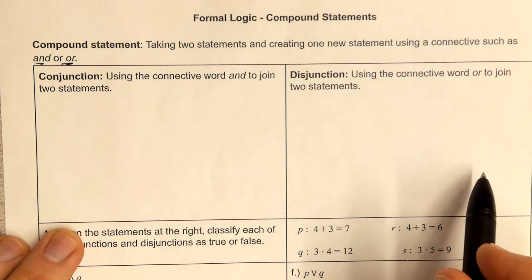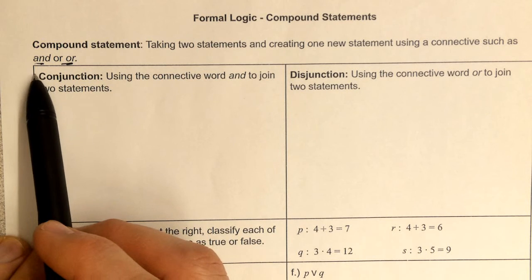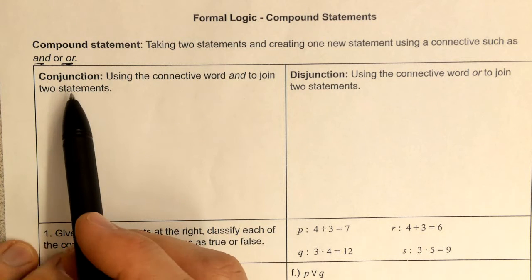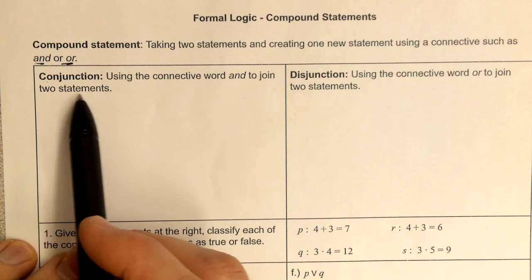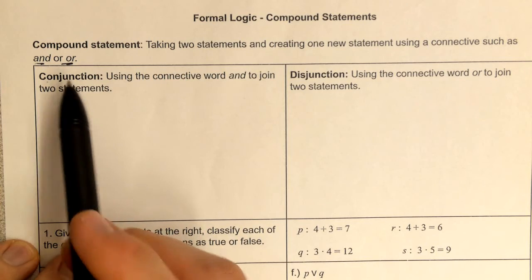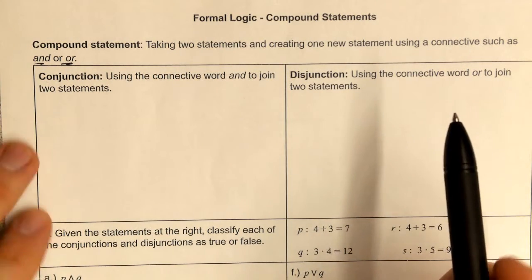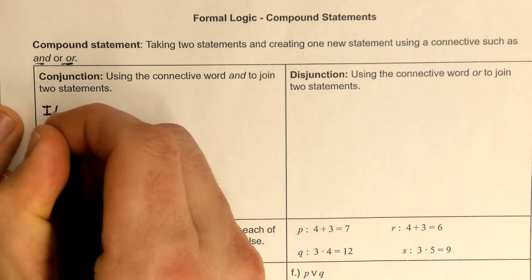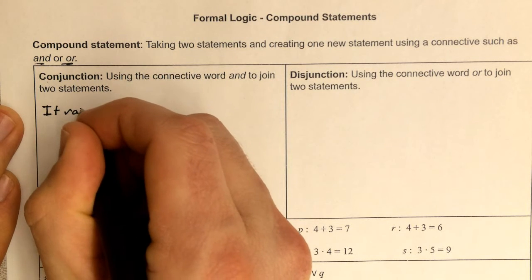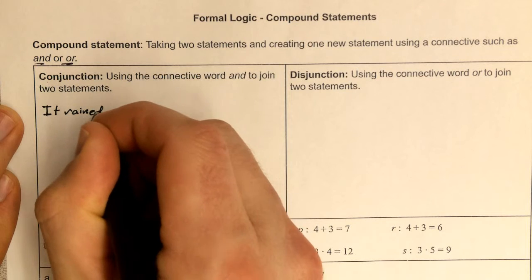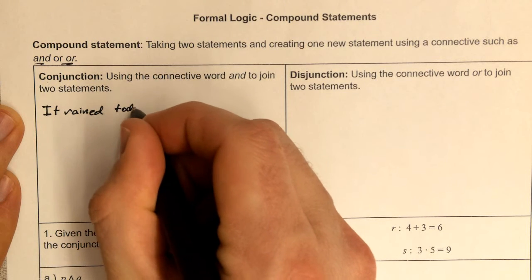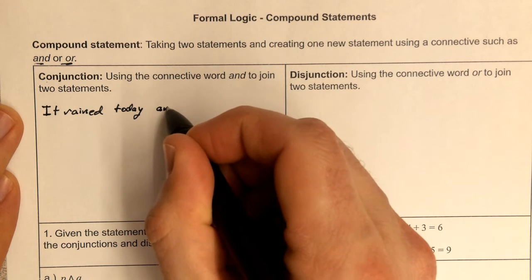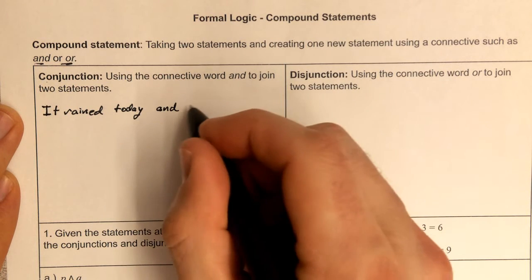Okay, so the first thing we're going to talk about, the first type, is using the word and. It's called a conjunction. Using the connective word and to join two statements. That's what we mean by conjunction: we're going to use and to join two statements. So for example, you might say something like, it rained today, and Sam plays tuba.